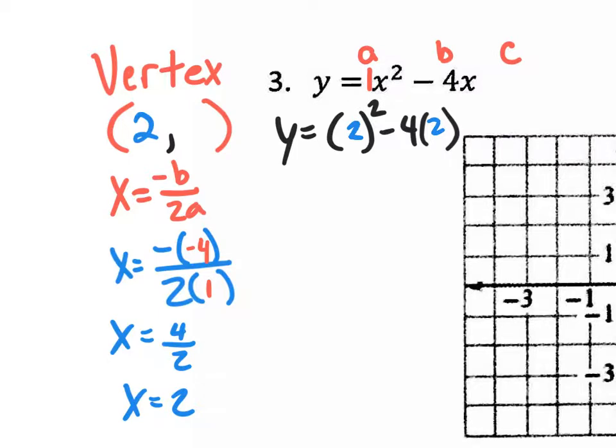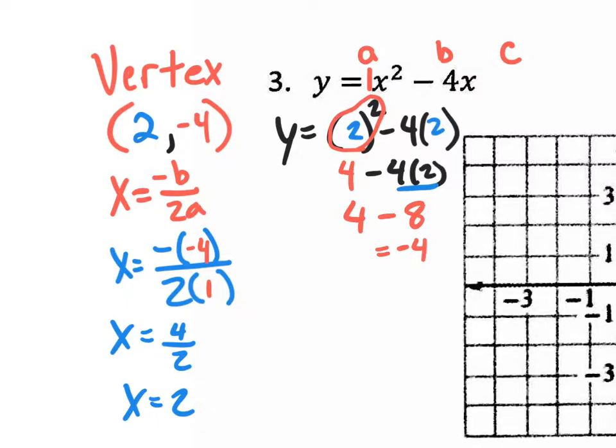And let's do PEMDAS. Parentheses, there's nothing to do inside the parentheses, we move on to exponents. 2 squared is what? 4. Let's rewrite the rest. We have a negative 4 times 2. After exponents, we do multiplication. Negative 4 times 2 is what? Negative 8. So we really have 4 minus 8. And what is 4 minus 8? Negative 4. So the vertex y value is negative 4.